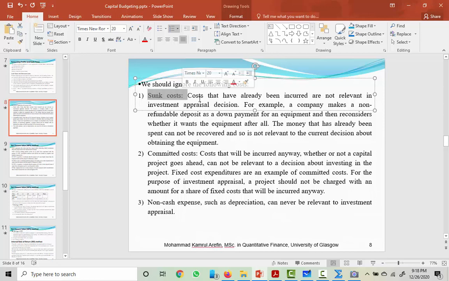So that means this $10,000 that you have already spent to prepare the project proposal for the construction project, or to bid for the construction project, that is the sunk cost, and this sunk cost should not be considered in the project evaluation. So costs that have already been incurred are not relevant in investment appraisal decision.